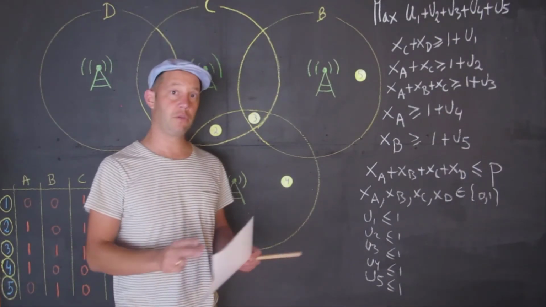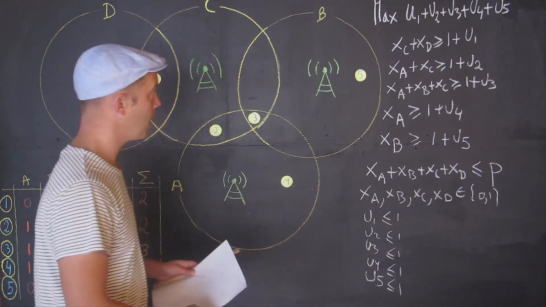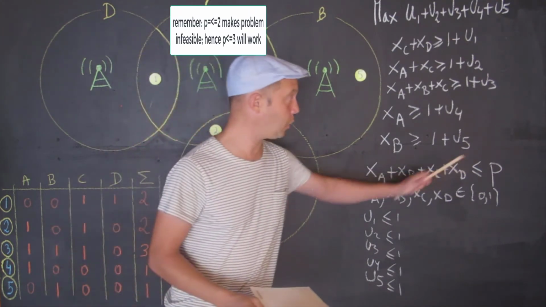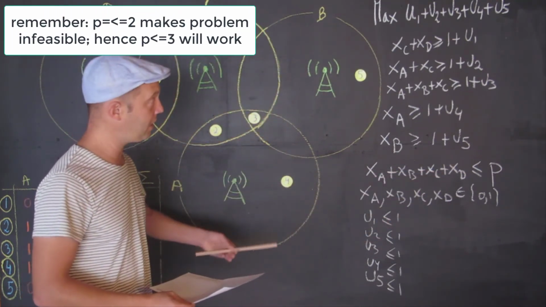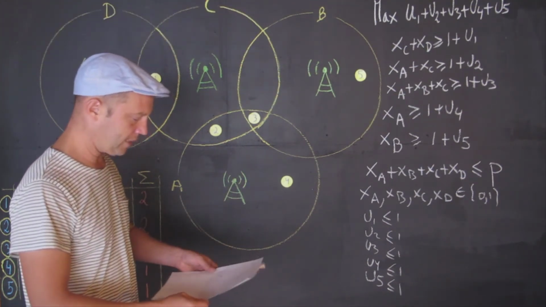Alright, I have now solved this problem in Cplex, and I want to show you the results. Now, we need at least 3 facilities. P should be at least equal to 3 in order to guarantee that every demand node can be covered. If P is equal to 2, some demand nodes will not be covered. So let's have a look here.